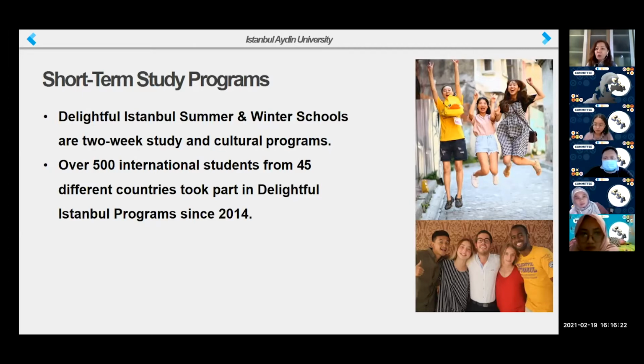They are only 2 weeks, but there's an academic component and there's a cultural component. Students come either in the summer or in the winter for 2 weeks, take 1 course with us, and they get to experience a little bit of the Turkish culture, the Turkish hospitality, and get to know a little bit about Istanbul, etc. So far, we have had more than 500 students come and enjoy our short-term study programs. We call them Delightful Istanbul.